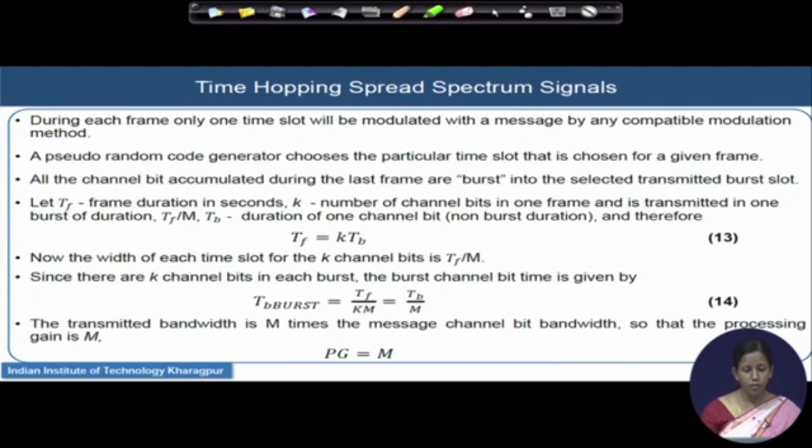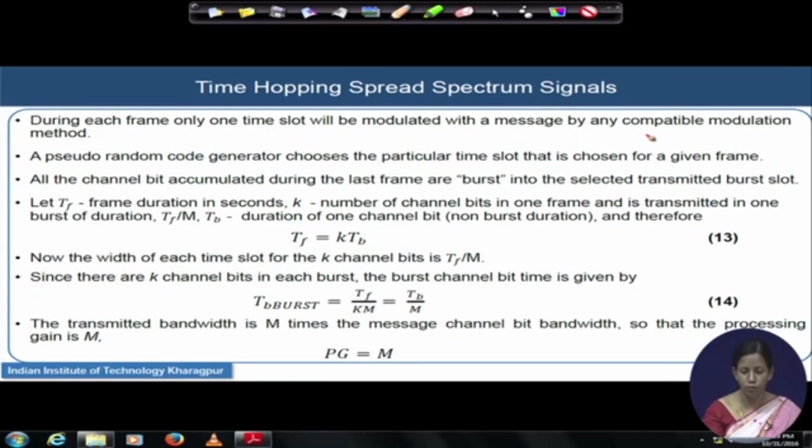And so, during each frame only one time slot will be modulated with a message by a compatible modulation method that we have understood. There is no restriction on the choice of your modulation technique. So, BPSK, QPSK or any other higher modulation technique you can consider. The random code, as I have already told you, will select the slot and there will be a burst transmission going on. Now, let us consider the time associated with this burst transmission.